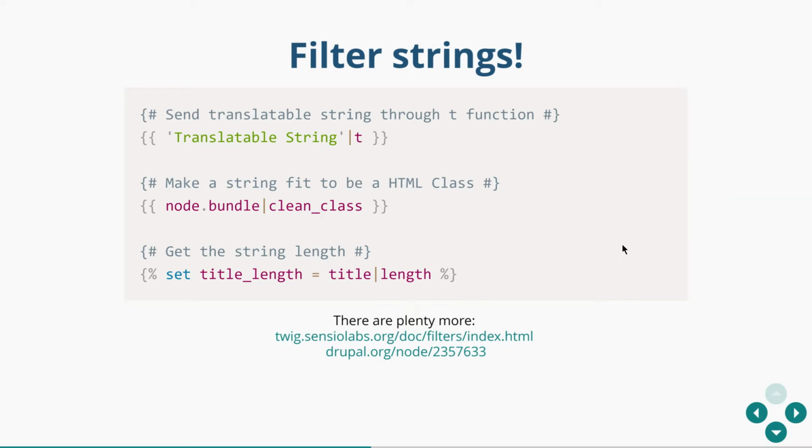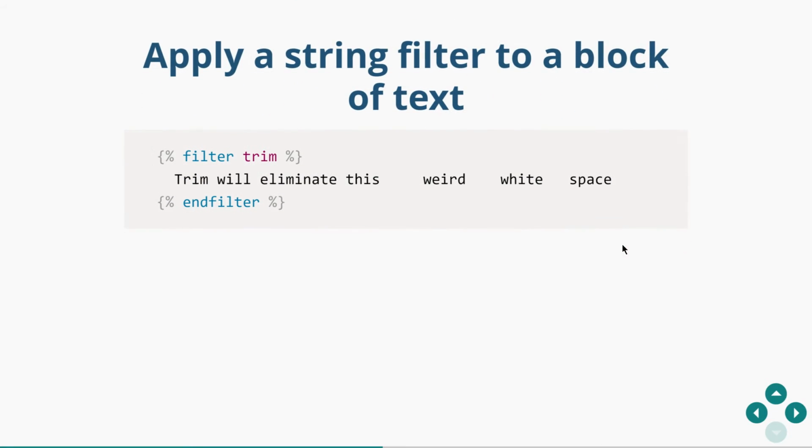String length: I'm setting a variable. I want to have the title length as a variable, so I do title pipe length, and it's going to return however many characters are in the string. You can also apply filters to a block of text. Here's an example. There's weird white space in the string, or there might be, let's say it's a variable, and so I can do filter trim, and it will return the string with a regular amount of white space. So this would all be reduced to one space.